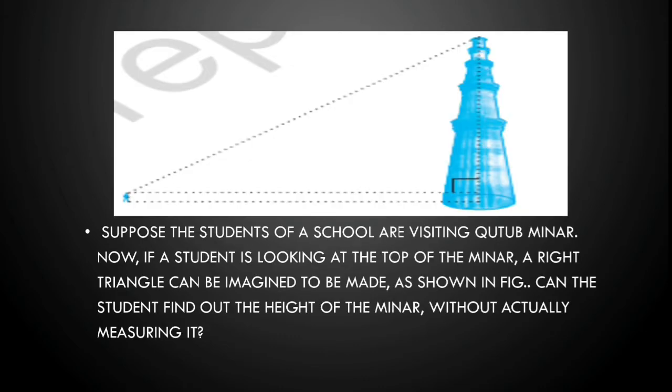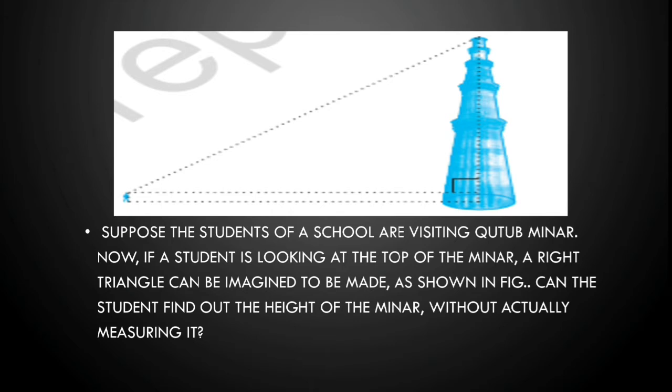Look here, suppose the students of a school are visiting Qutub Minar. Now if a student is looking at the top of the Minar, a right triangle can be imagined to be made, as you can see in the figure. Can the students find out the height of the Minar without actually measuring it? So here is the student, and he is looking at the top of the Minar. Now the question is, without measuring it, how can he find the height of the Minar?